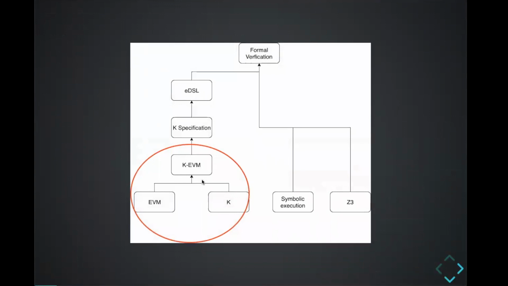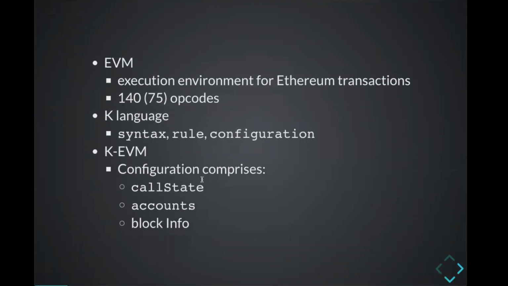So last time we talked about these bottom three in the dependency graph for understanding formal verification. So just a very quick recap, the Ethereum virtual machine is the execution environment for Ethereum transactions. There are 140 opcodes currently. That actually includes Constantinople, so in a few months there will be that many, but really there are only about 75 because log, swap, and dupe, as well as push, have multiple versions depending on how many bytes they take in as an argument.